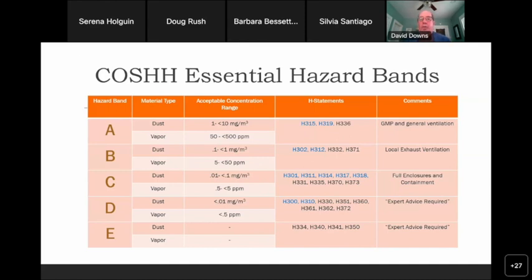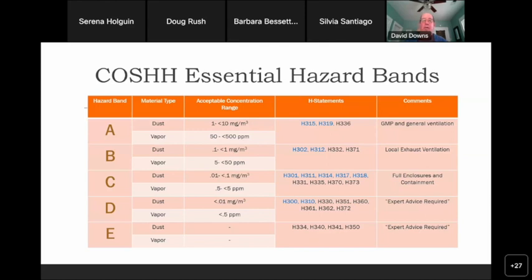What they did was they assigned specific hazard statements. If you looked at the safety data sheet, and the hazard statement was H315, H319, or H336, that would get assigned to an A band. And so it helped standardize the process, similar to the way that NIOSH did a little bit later, but they assigned these hazard statements to particular bands.